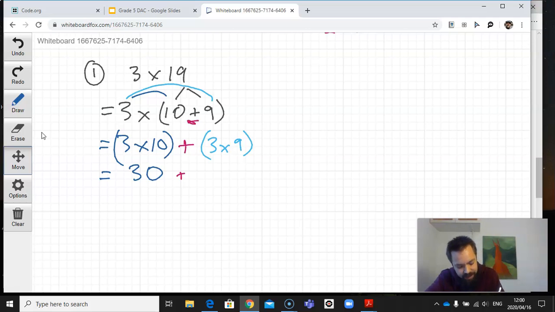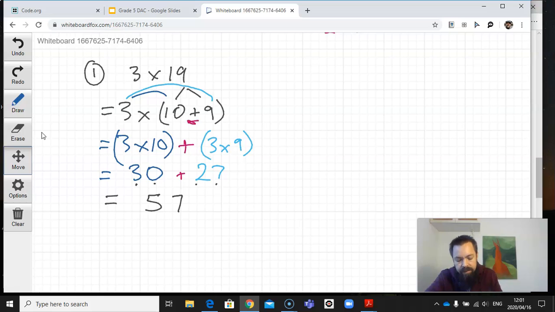3 times 9 is 27. Now that I've done that, I can add them together. I can see that my units is going to be 7, my tens is going to be 5, and there's my answer. So instead of having to worry about doing 3 times 19, I could break that up into 3 times 10 and 3 times 9, which is quite a lot easier.